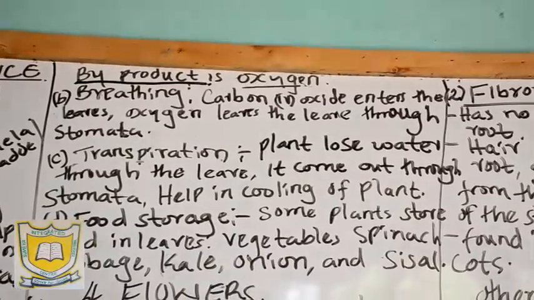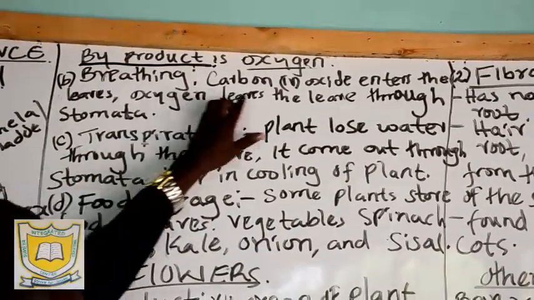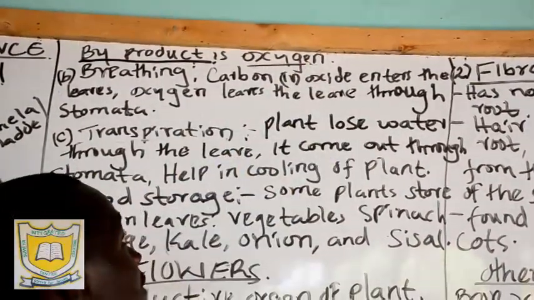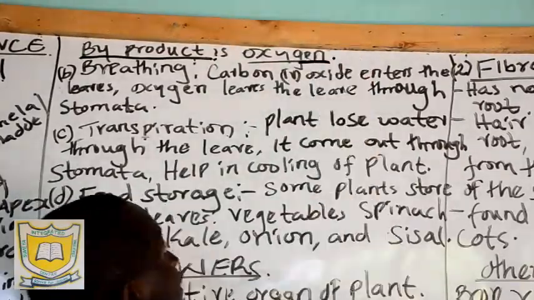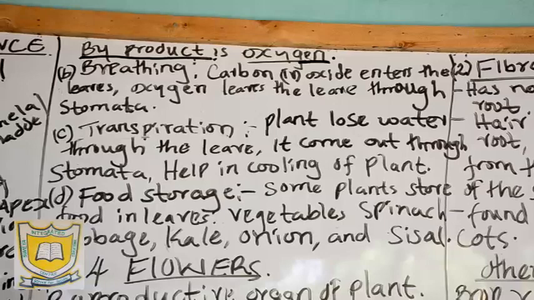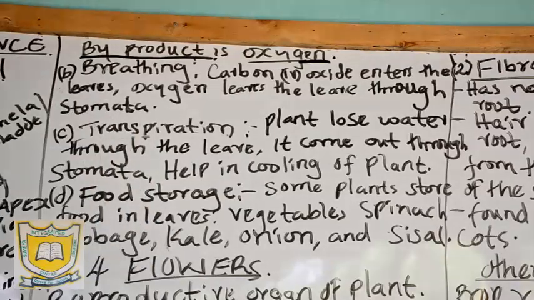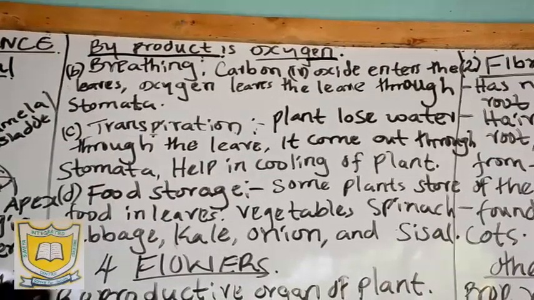We move, and here we are going to talk about what the products of photosynthesis are. What is the product of photosynthesis? When photosynthesis is carried out, the product is oxygen. You may be asked, what is the product of photosynthesis? You say it is oxygen. Now we move to other functions of the leaf. The first function is photosynthesis.